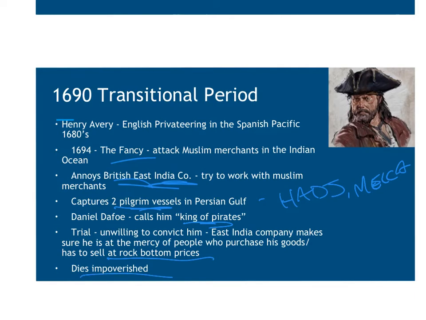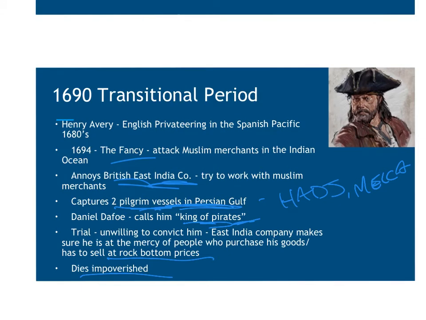Now, the more romantic story was that he took one of the princesses that he supposedly found on one of these pilgrim vessels, and that he sailed to Madagascar and established himself as a pirate king on one of these islands and ruled there with this woman that he had stolen from the harem of this sultan or whatever.